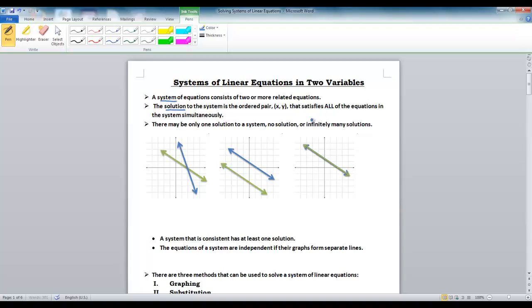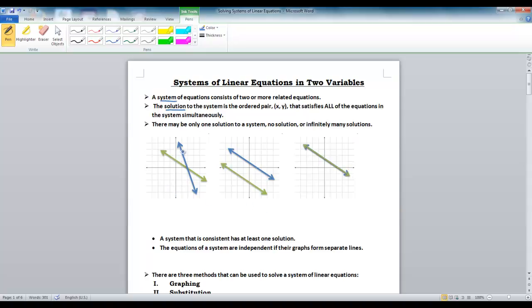There are three possible outcomes when you're trying to solve a system of equations. You may have just one solution to the system. You may have no solution to the system at all, or there may be infinitely many solutions for that system. These three graphs illustrate the three possible outcomes.